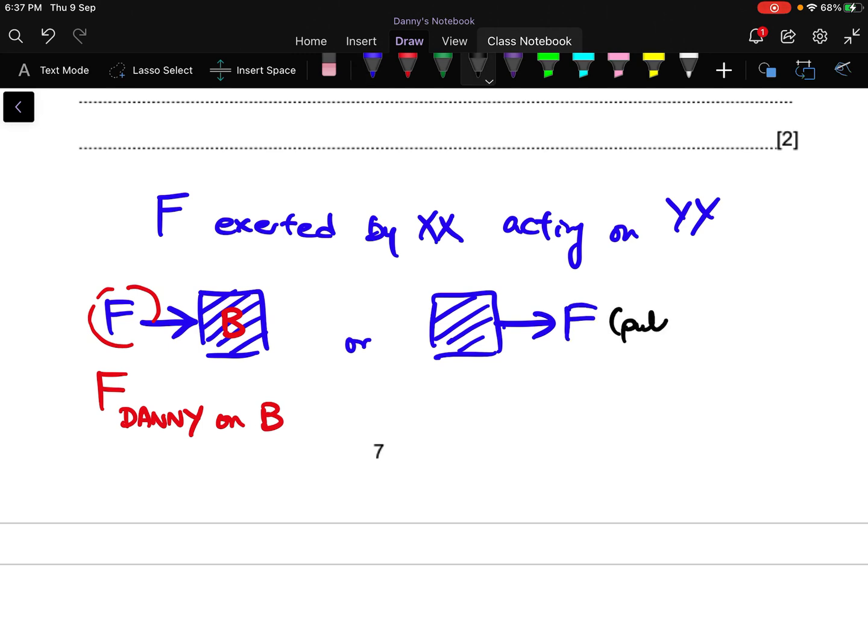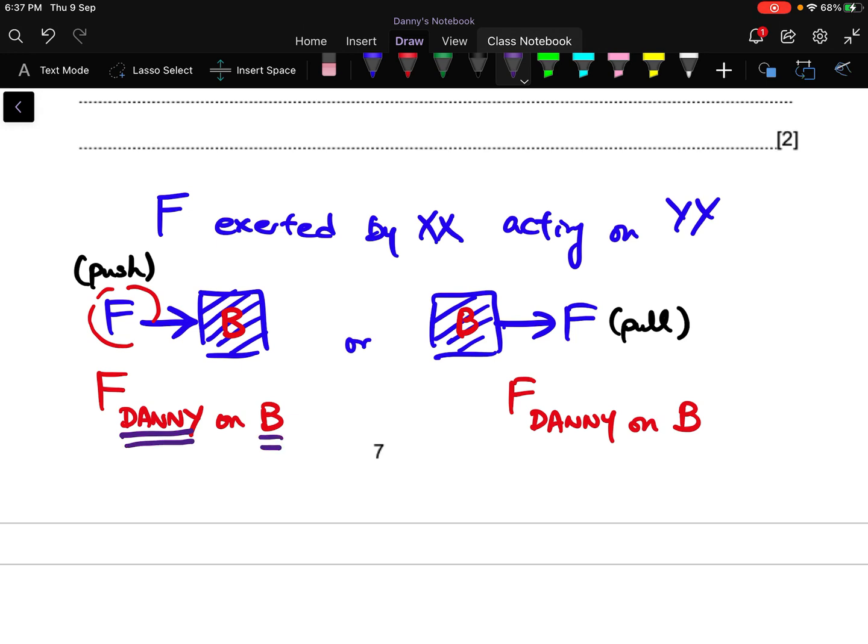It's being pulled by me, right? So this one is when it is being pulled. This one is when it is being pushed by me, right? But it is still a force by Danny on box B, right? So you see, the direction doesn't matter. It is about your understanding.